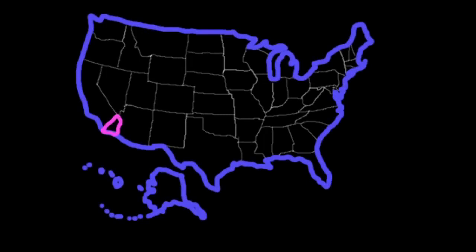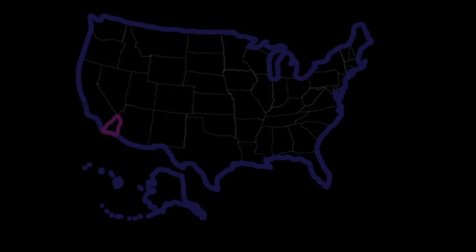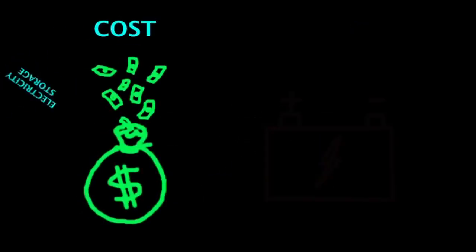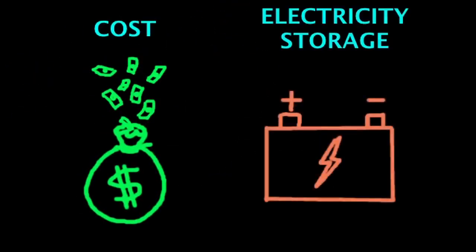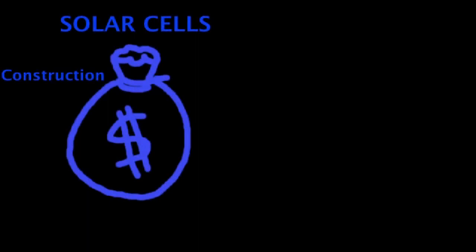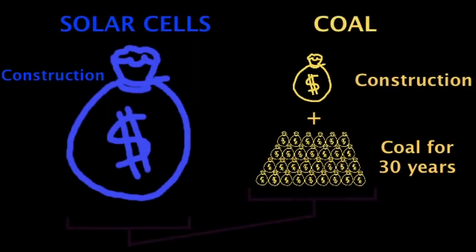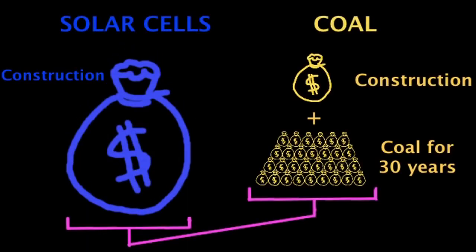Hey, if that's all the area it requires, why don't we have solar panels powering everything yet? Well, as of today, there are two main limiting factors to solar panels: cost and electricity storage. Wait, you said cost? Don't you just get energy from the sun for free? That's correct, but the construction of solar cells is so expensive that even if we use them during 30 years, it would be cheaper to get that electricity from coal.